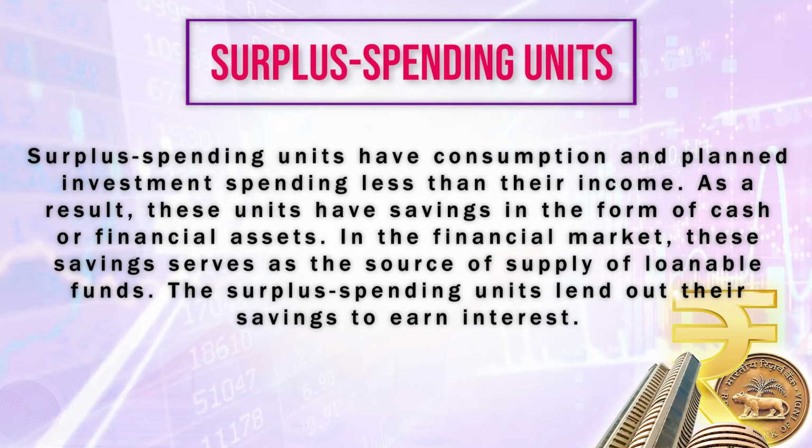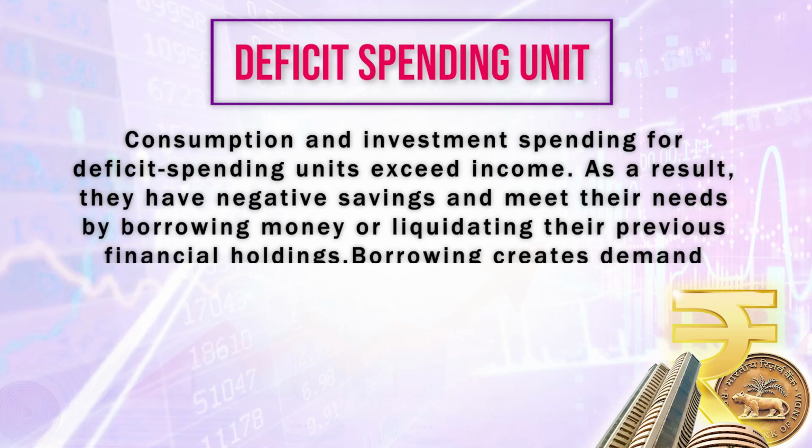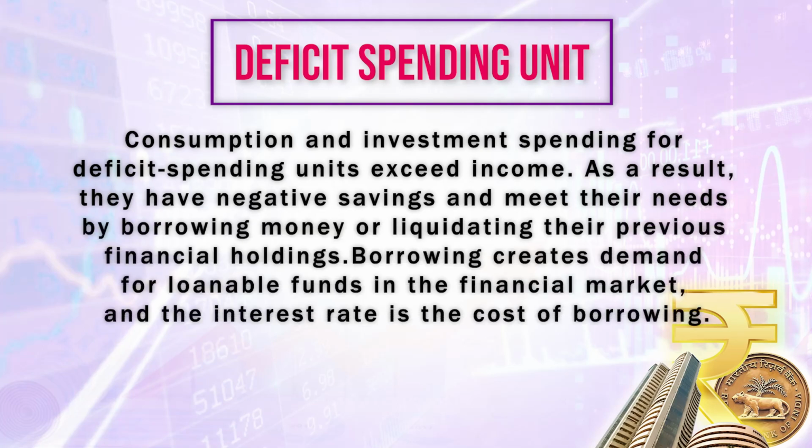The deficit spending units, on the other hand, have income less than their consumption expenditure and planned investment. As a result, these units experience some negative savings, and they meet their financial needs either by borrowing from the market or by running down their previous stock of financial holdings. This act of borrowing creates the demand for loanable funds in the financial system. And the interest rate that they bear for this is called the cost of borrowing money.